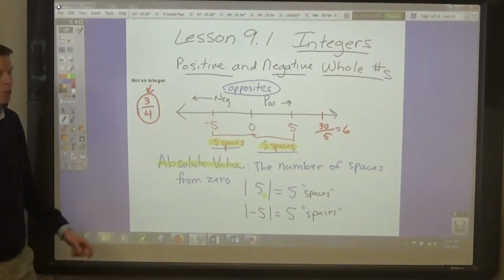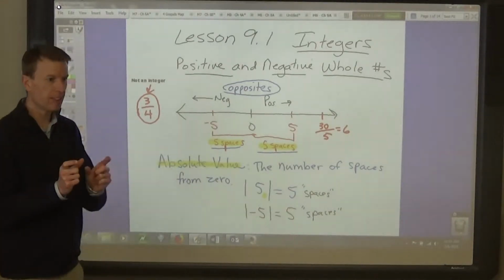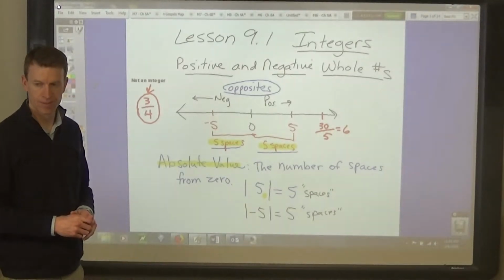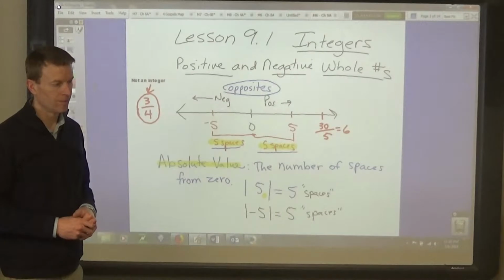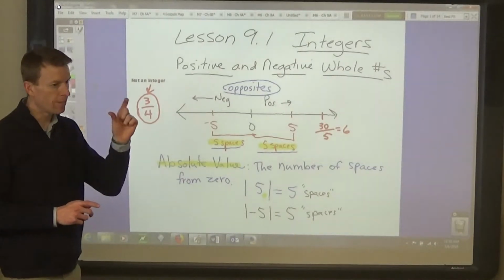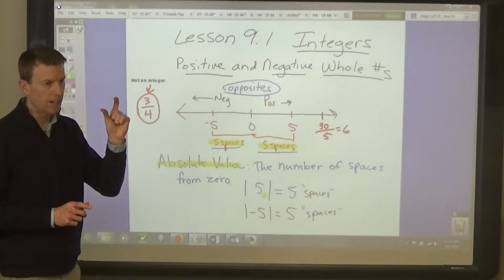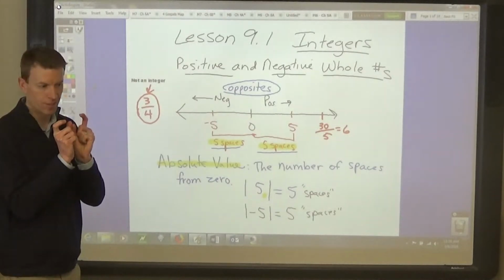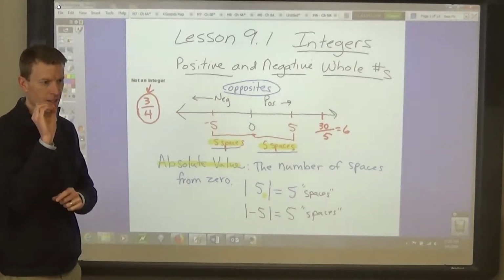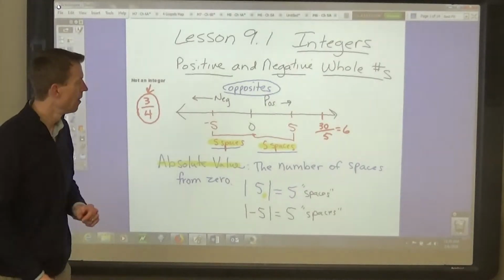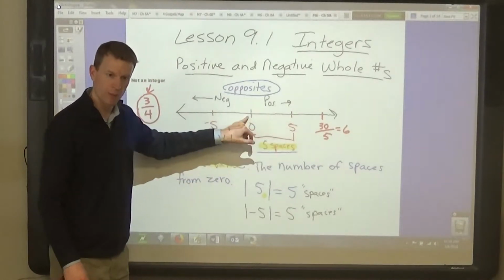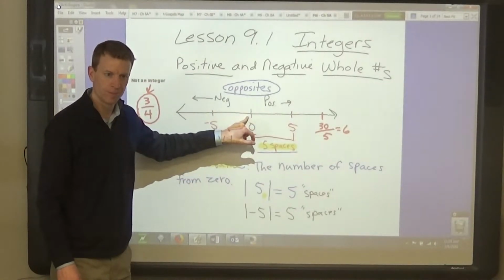And you know what? If you were to add opposites, the answer is 0. In other words, if you had 50, and then you added negative 50, the answer would be 0. They cancel each other out. It's kind of like minusing when you add negative.